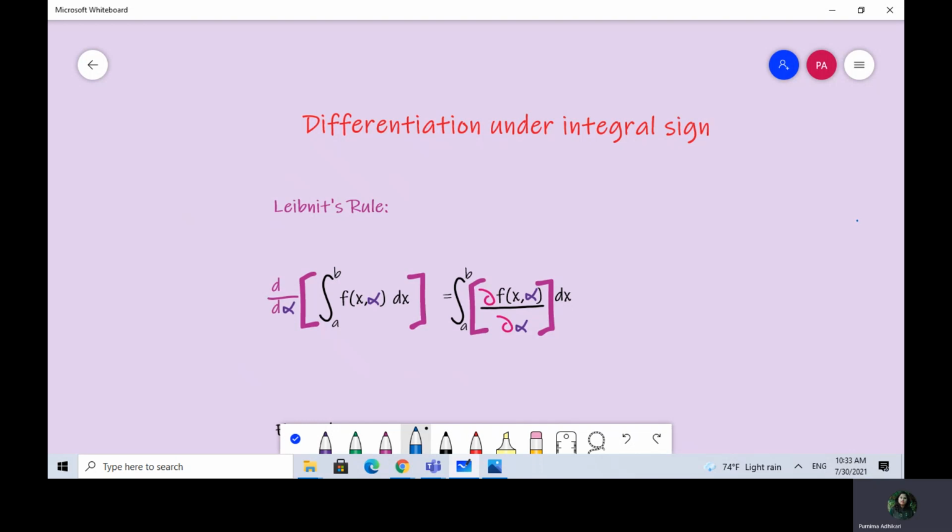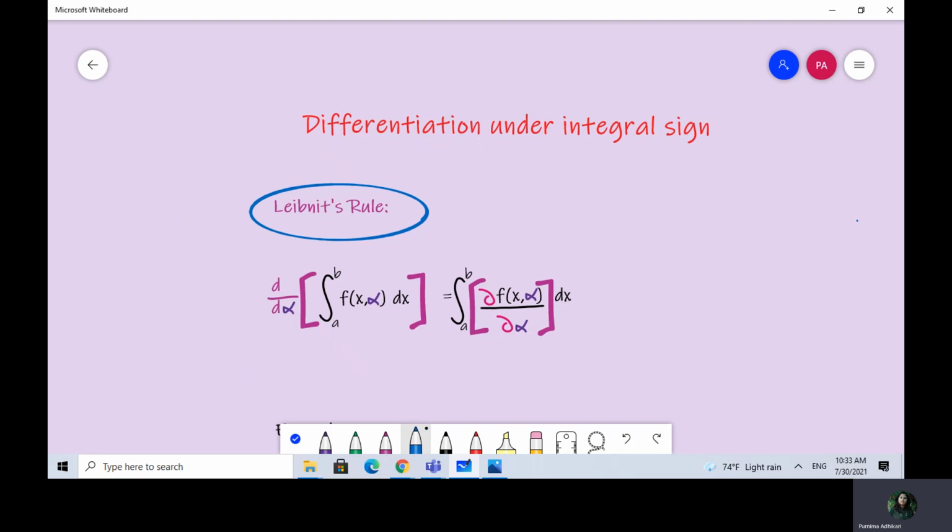So what are we going to do now? We are going to differentiate under integral sign. Okay, so why do we need to do that? How are we going to do that? You will get to know step by step. But for the time being, let's talk about Leibniz rule. So we are going to differentiate under integral sign using Leibniz rule.